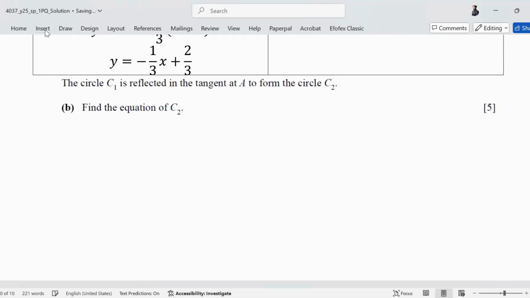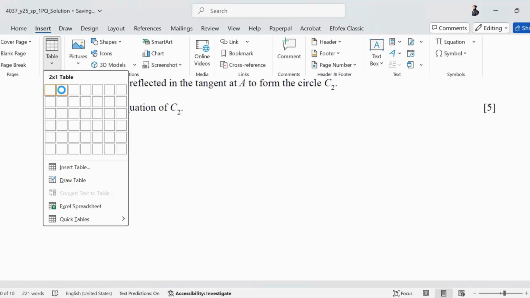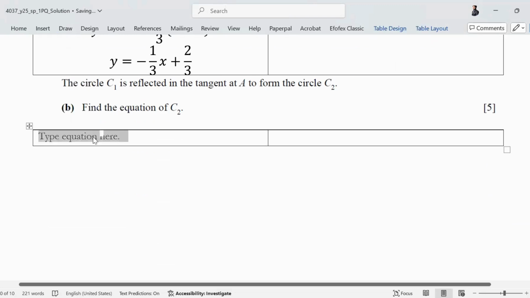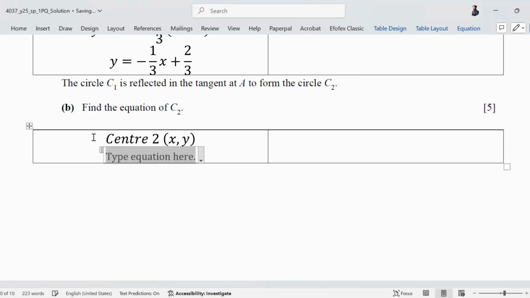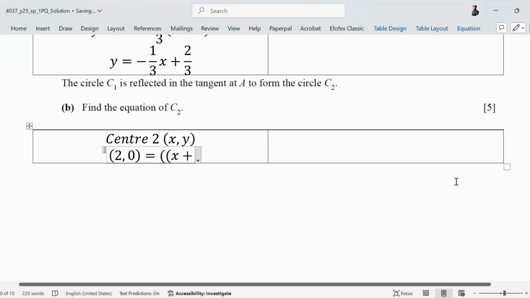So center 2 is x comma y. I do not know. A is the midpoint, which is 2, 0. So using the midpoint, I can say that 2, 0 will be equal to x plus what are the coordinates of the center of the first circle?